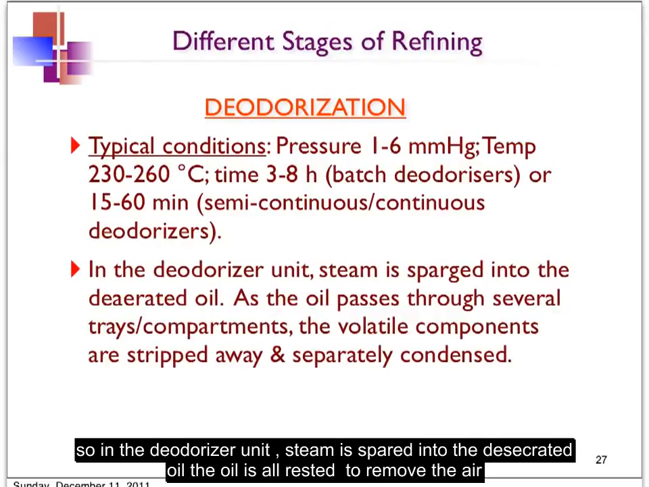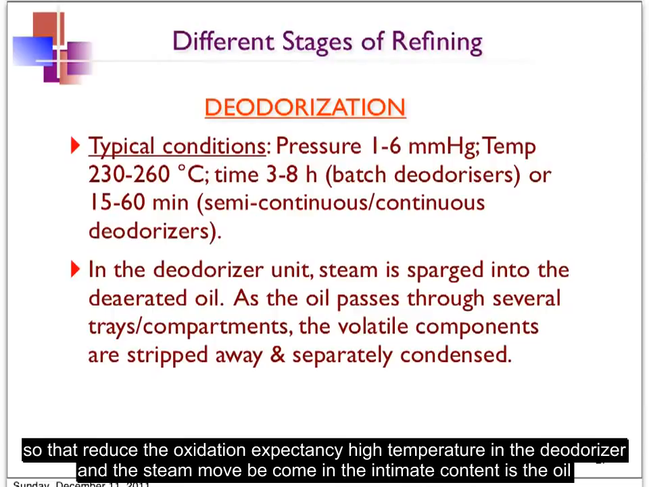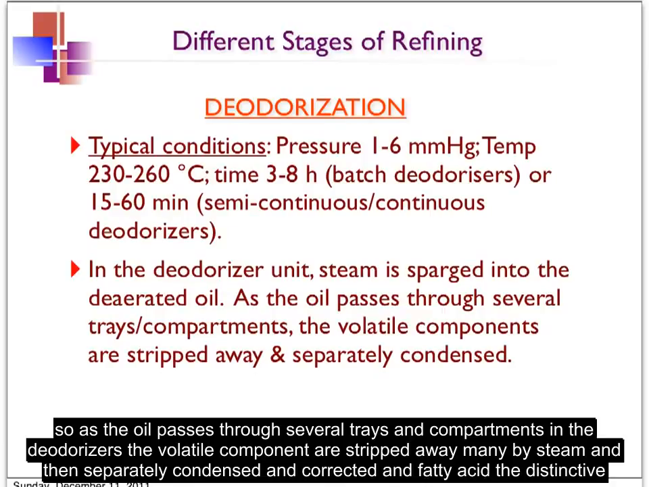So in the deodorizer unit, steam is sparged into the deaerated oil. The oil is deaerated to remove the air, so that it will reduce the oxidation, especially at high temperature in the deodorizer, and the steam will come in intimate contact with the oil. So as the oil passes through several trays or compartments in the deodorizer, the volatile components are stripped away by the steam, and then separately condensed and collected as the fatty acid distillate.